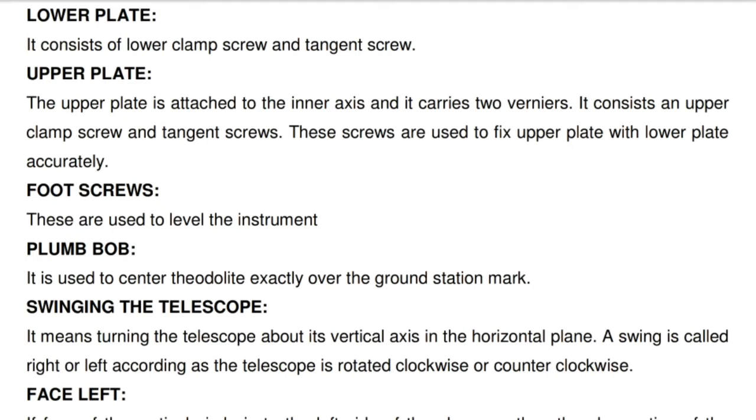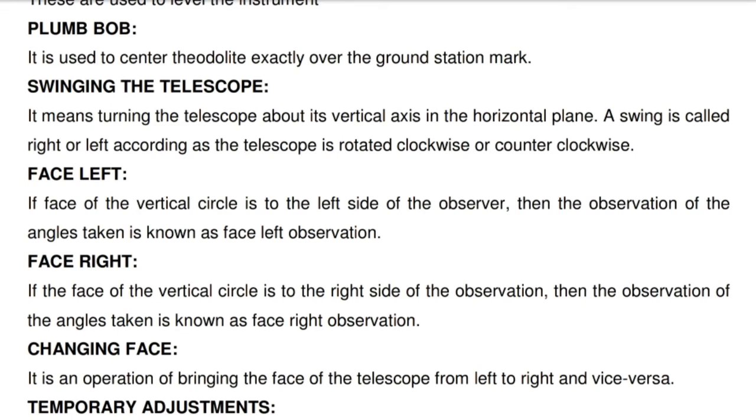Swinging the telescope. It means turning the telescope about its vertical axis in the horizontal plane. A swing is called right or left according as the telescope is rotated clockwise or counterclockwise. Face left. If face of the vertical circle is to the left side of the observer, then the observation of the angles taken is known as face left observation.